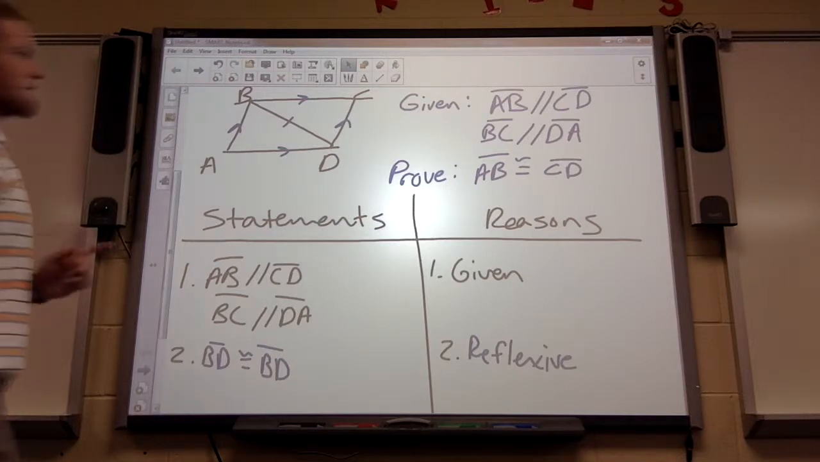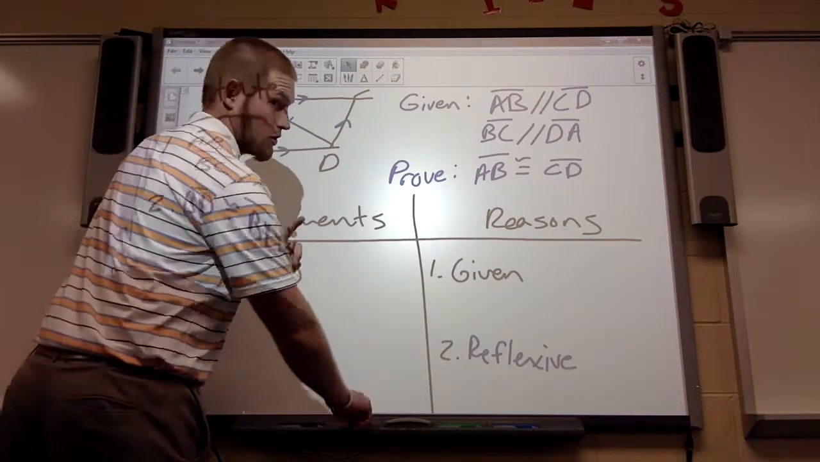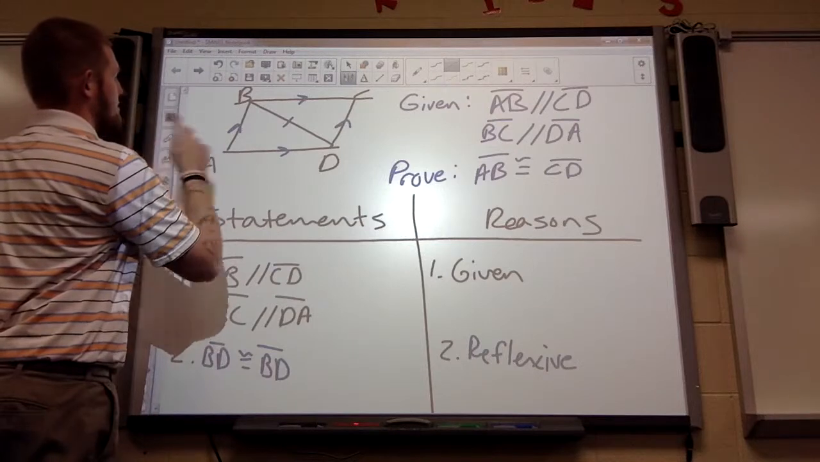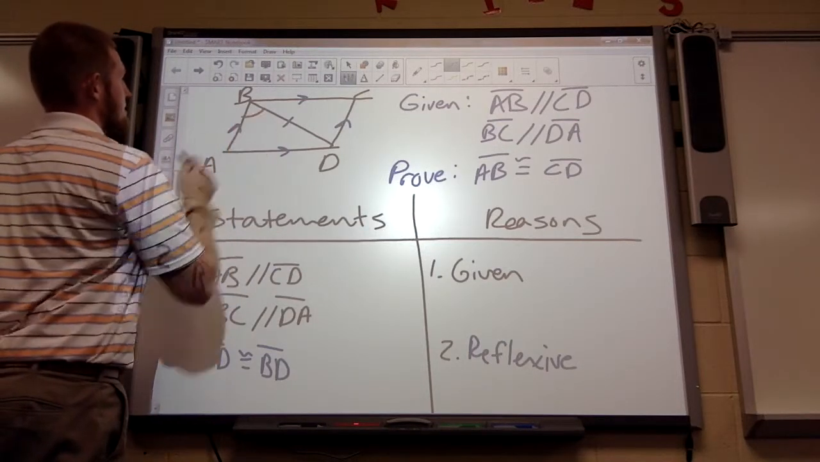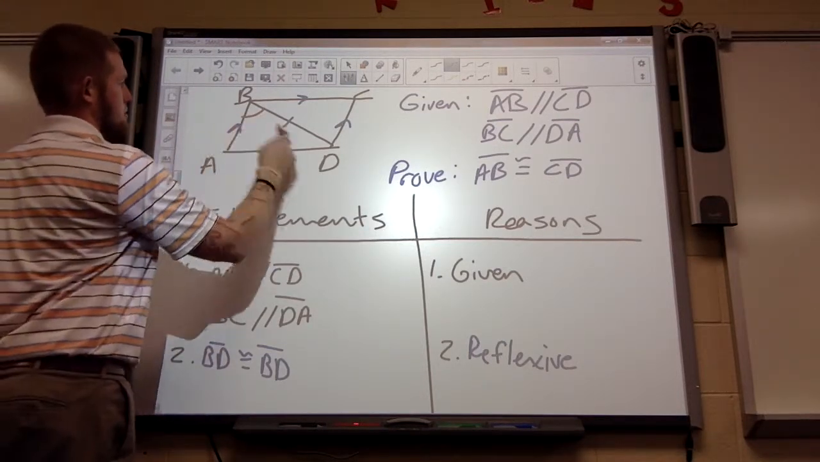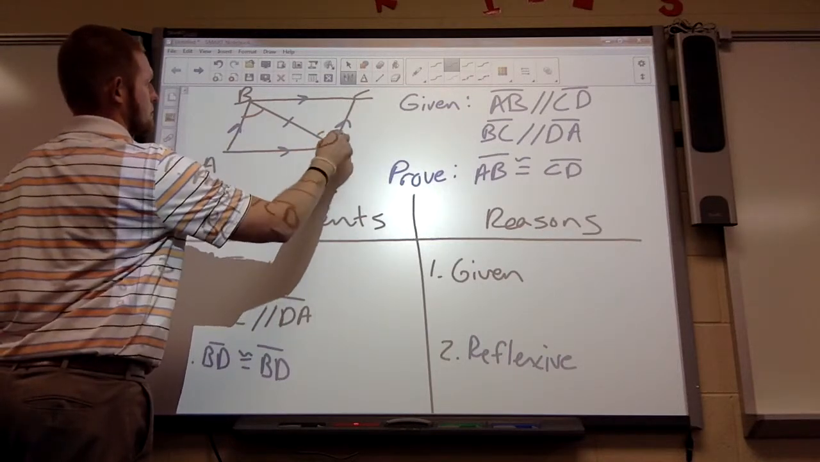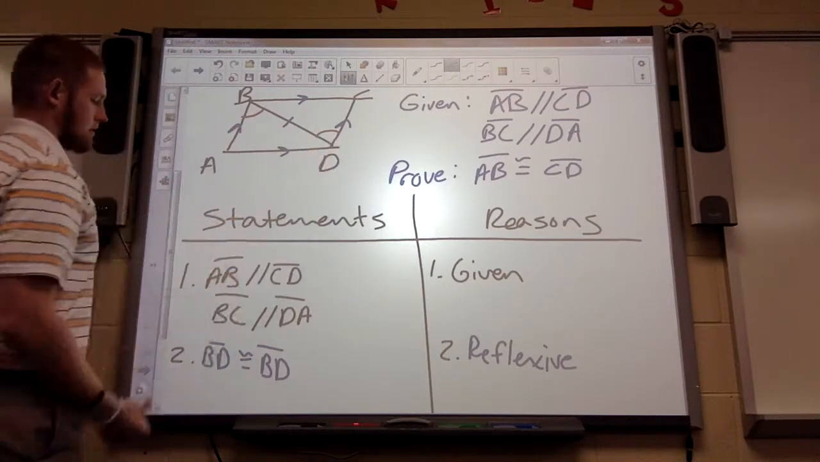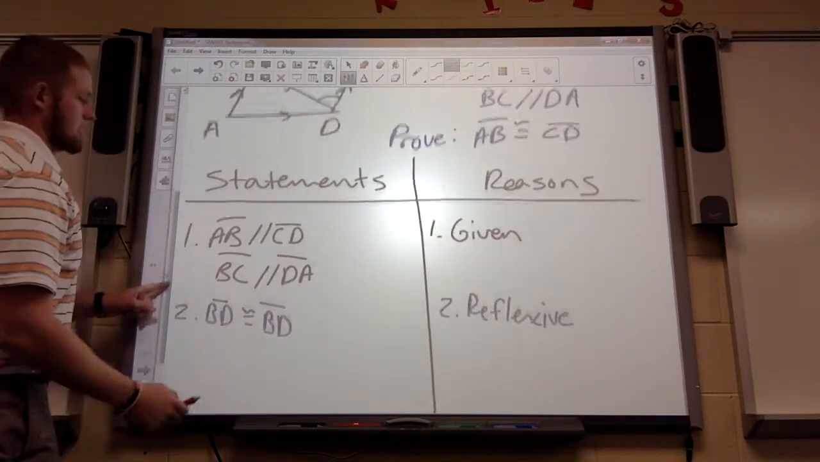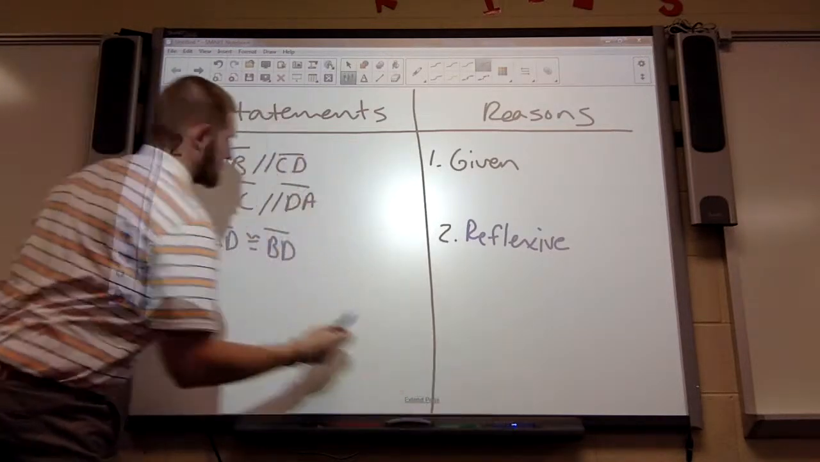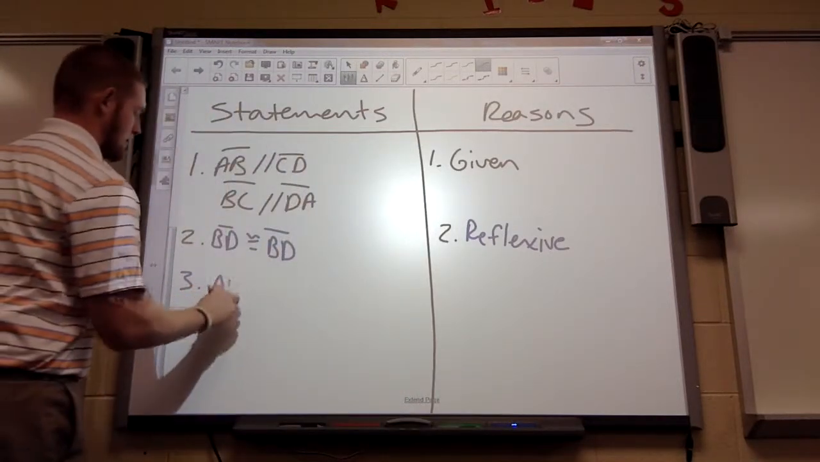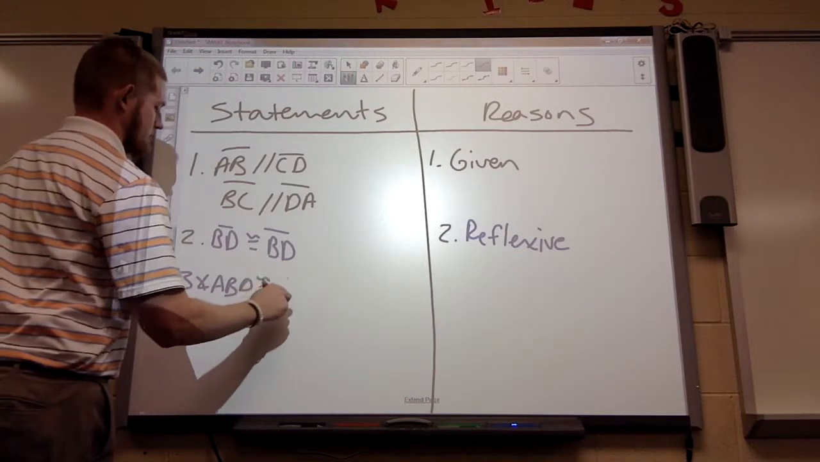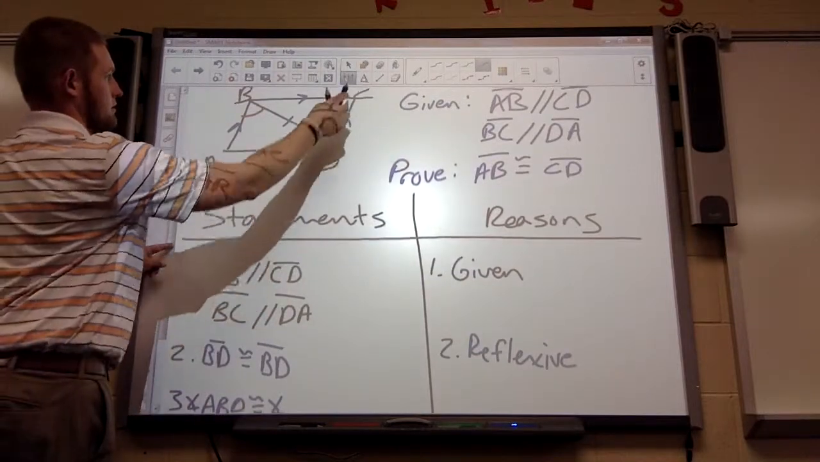Okay, we should have come up with, this is one option, once again, there are many options that you can do here. We should have come up with possibly that angle ABD is congruent to angle CDB. We should be able to tell that those two angles, this one here, are congruent to each other. So angle ABD is congruent to angle CDB.